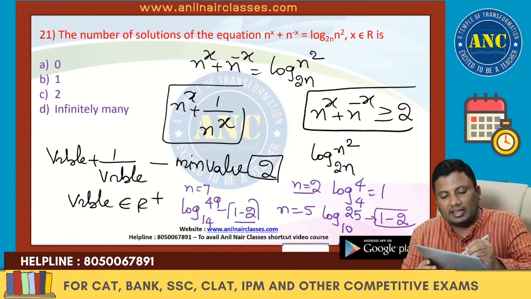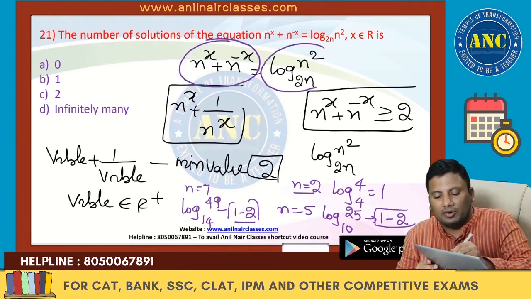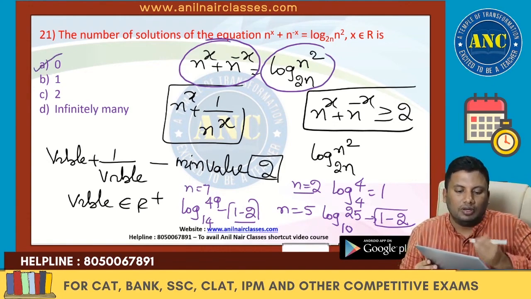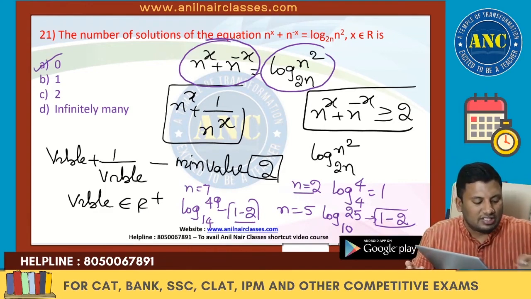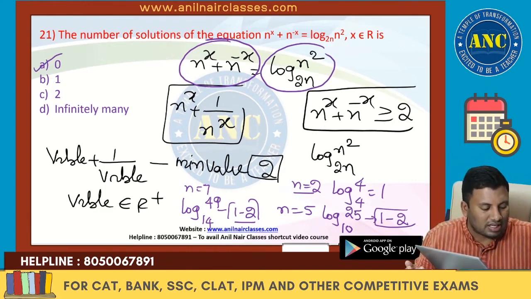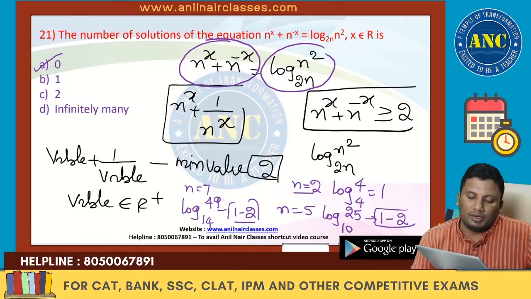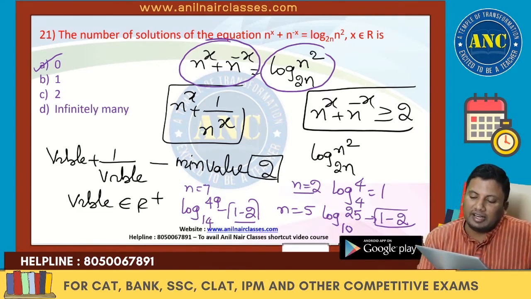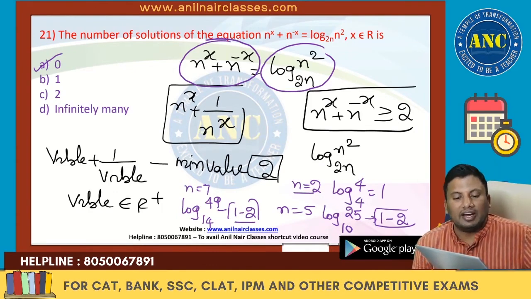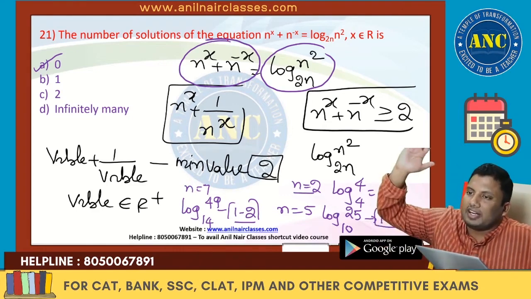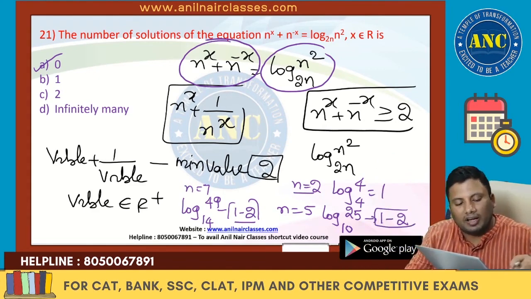It is saying that this value is greater than or equal to 2, and this value is less than 2. How many solutions are there for this equation? 0 solutions. Variable plus 1 by variable has minimum value 2, but the right hand side value is going from 1 to 2, so they will never intersect each other. One graph is greater than or equal to 2, another graph is less than 2. So the number of solutions is zero.